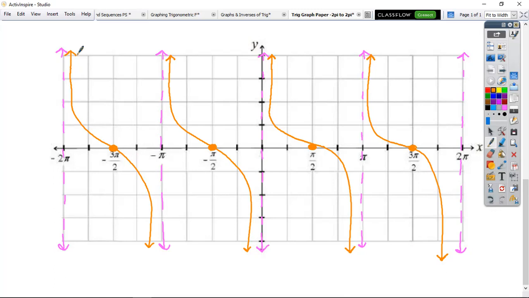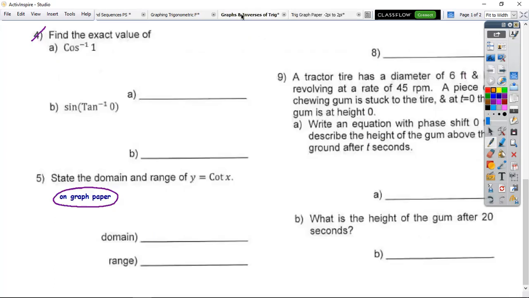And now my range, if I look, I'm going down forever and up forever. So what do we say for range? All reals, just like tangent. So tan and cotan both have a range that's all reals. So now let's just translate that.